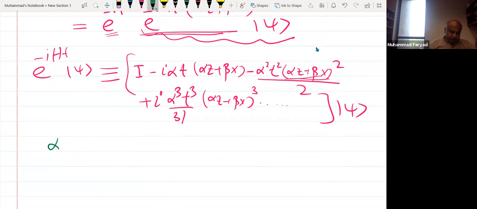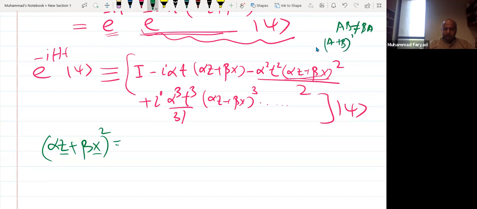So alpha Z plus beta X square. You can't just open it with the formula of a plus b whole square, okay? Because these are operators, and in general they don't commute. That ab is not equal to ba, so I can't use a plus b whole square is equal to a square plus b square plus 2ab. This is not allowed. The reason is that this is only allowed if ab is equal to ba, but in general operators don't commute. So be careful when you are working with operators.